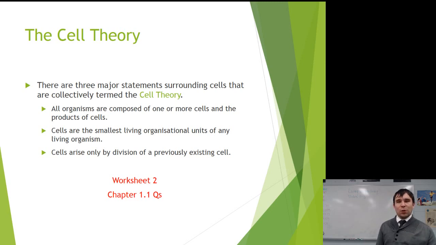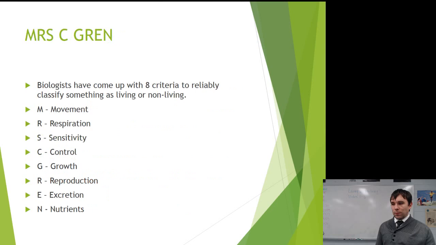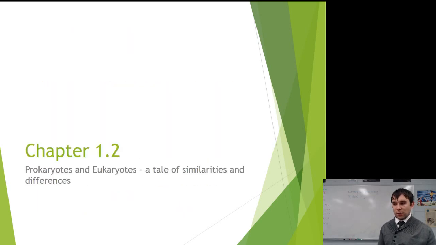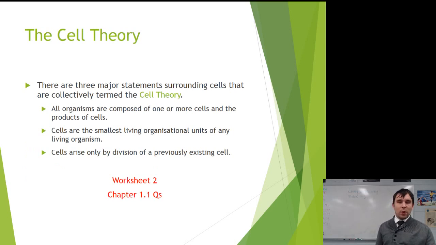So we have these two main features that we're looking at when we're considering whether something is alive or not. Those eight features: movement, respiration, sensitivity, control, growth, reproduction, excretion, and nutrients. And then we also have the cell theory, which is our discussion around that it has to be made of cells, the smallest organizational unit is a cell, and that all cells came from previously existing cells.